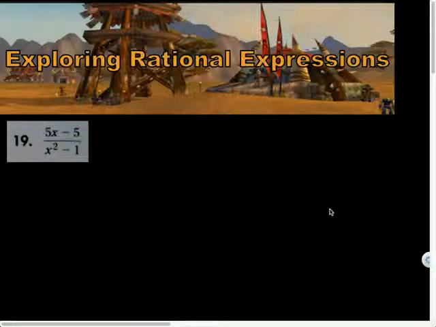Page 566. Here's problem 19. We were asked to simplify this.